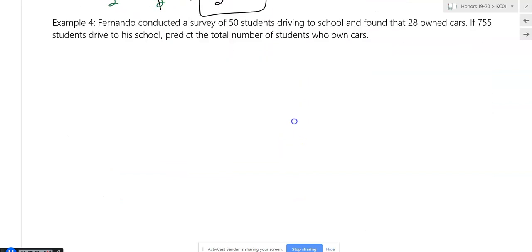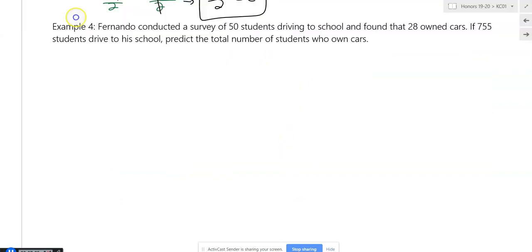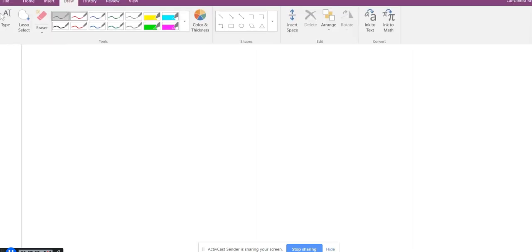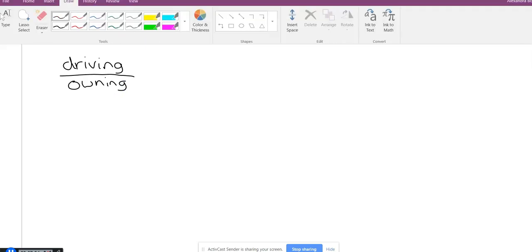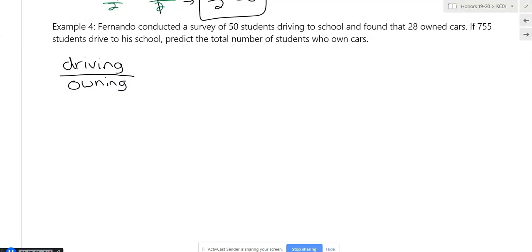But go ahead, go down to example 4. Fernando conducted a survey of 50 students driving to school and found that 28 owned cars. If 755 students drive to school, predict the total number of students who own cars. So what are we comparing here? I'm comparing students who drive to students who own. Those are the two things I'm comparing, so that's how I'm going to set up my proportions.